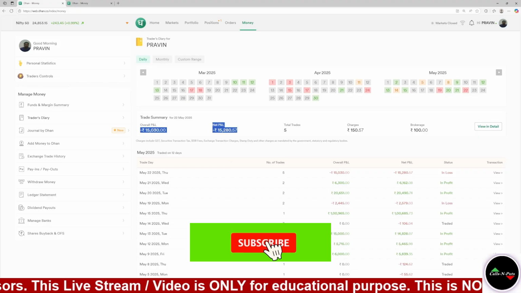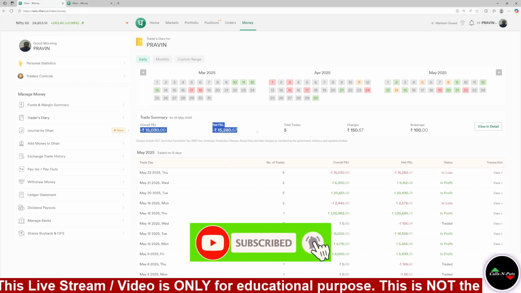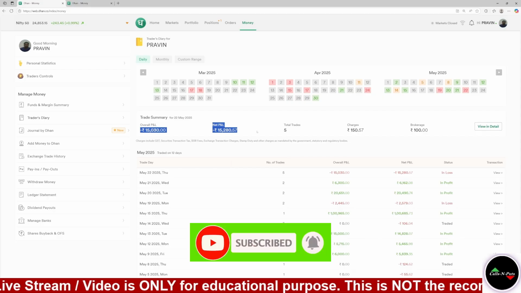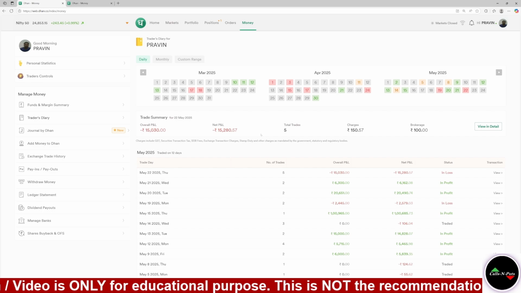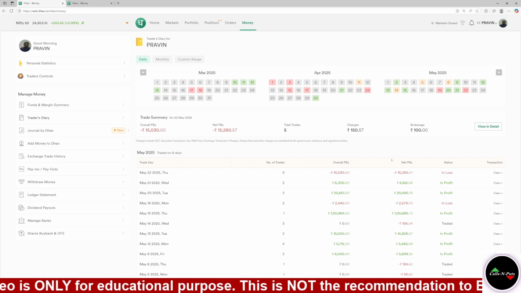It is showing an overall PNL of minus 15,000 rupees. So this was the weekly expiry trade. Hope you have seen that video. Now let's start with the PNL.